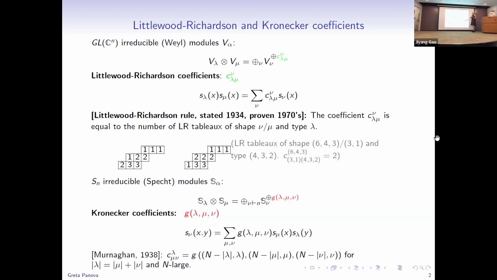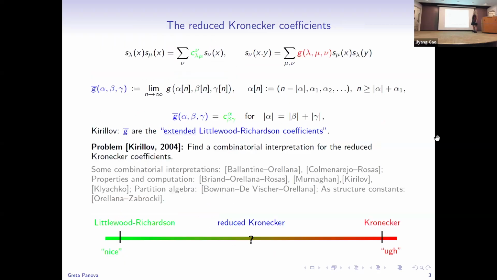The same thing you can do for the symmetric group. The symmetric group should be easier, right? Well, with Littlewood-Richardson, we do have a combinatorial interpretation in terms of the Littlewood-Richardson tableaux, but for the Kronecker coefficients, we know by that result of Murnaghan that the Littlewood-Richardson coefficients show up as special cases of Kronecker coefficients. So the problem is getting inversely interesting: something for S_n is actually harder than something for the general linear group.